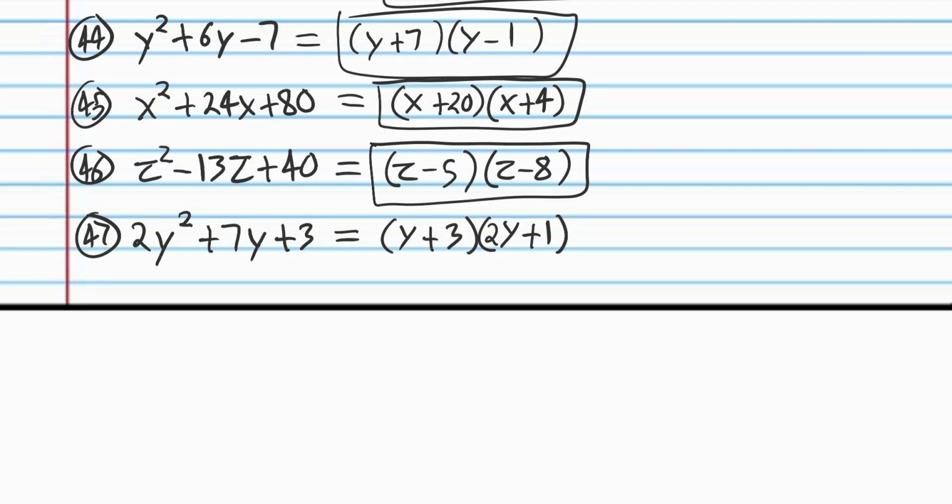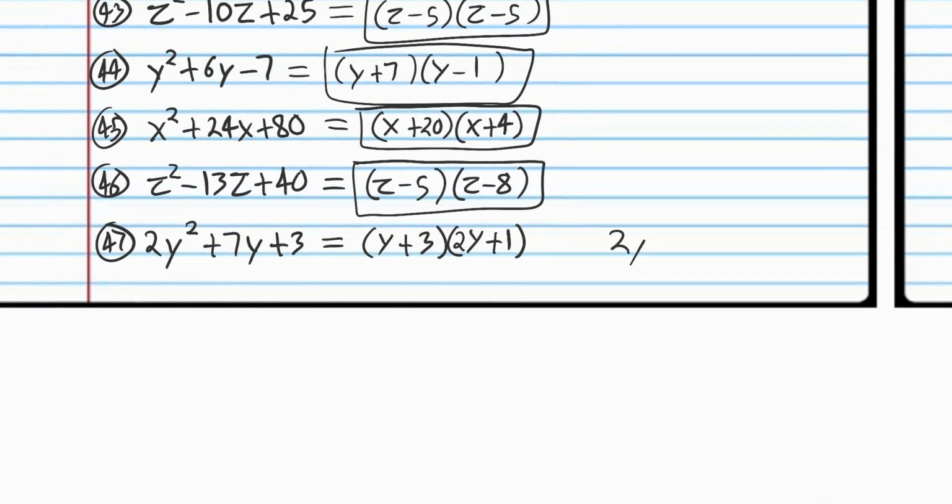So now if we FOIL out, we get, of course, 2y squared, then y, and then 6y, and 3. Again, y times 2y is 2y squared. y times 1 is y. 3 times 2y is 6y. And 3 times 1 is 3. So now when we add the inner terms, we get what we're looking for, 7y.